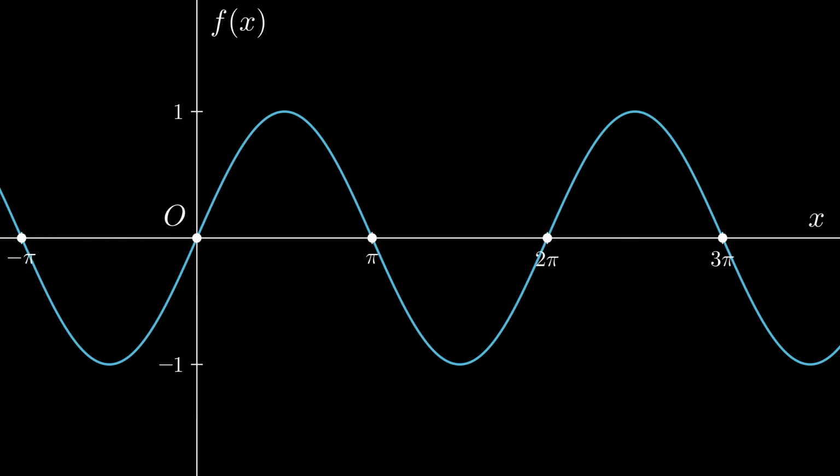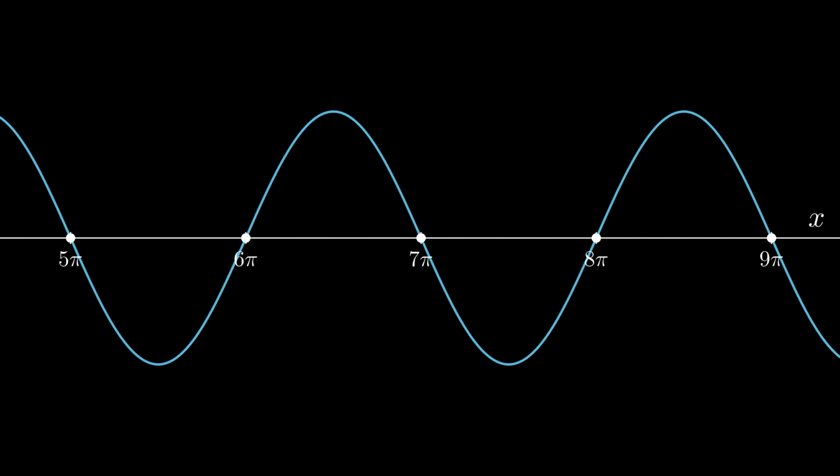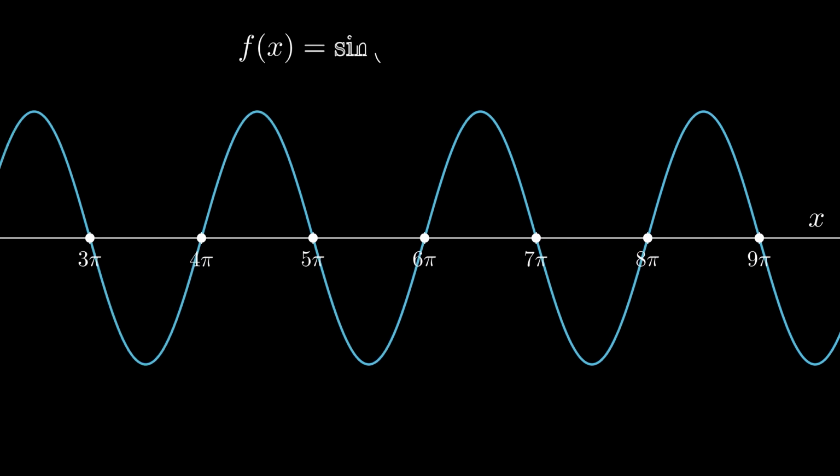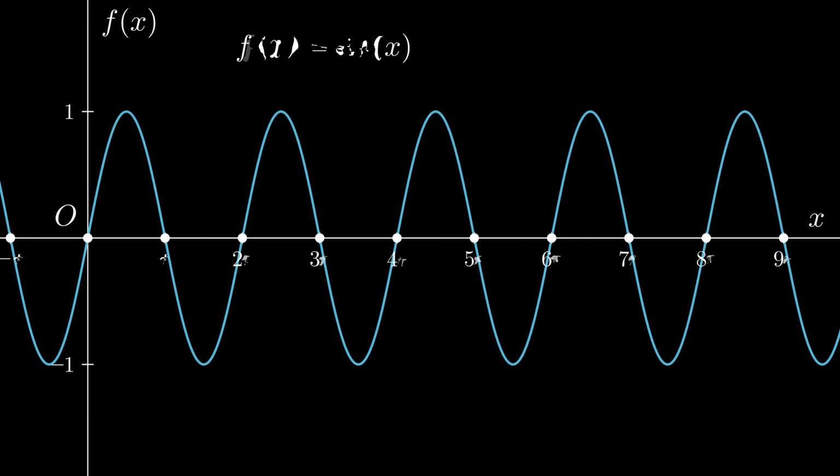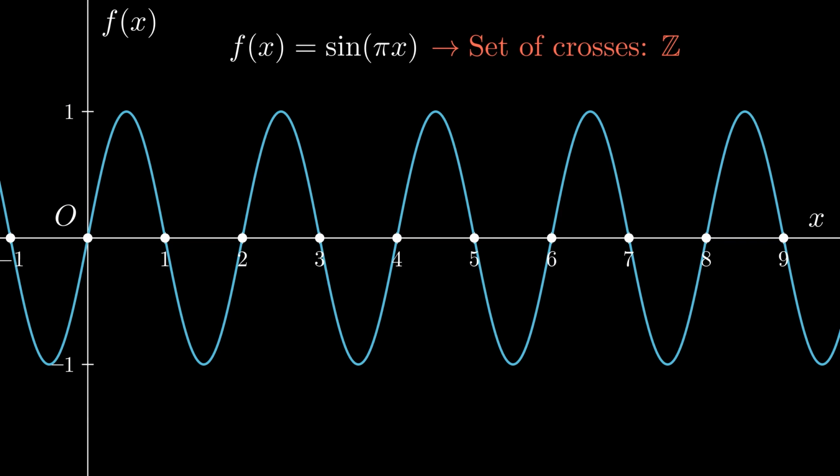Even the task of finding a function with countable crosses is not that tough. Recall from trigonometry that sin of n pi is equal to 0 for any integer n, and this counts as a cross. So if we take f of x as sin of pi x, then the set at which f crosses the axis is precisely the integers, which is a countable set.